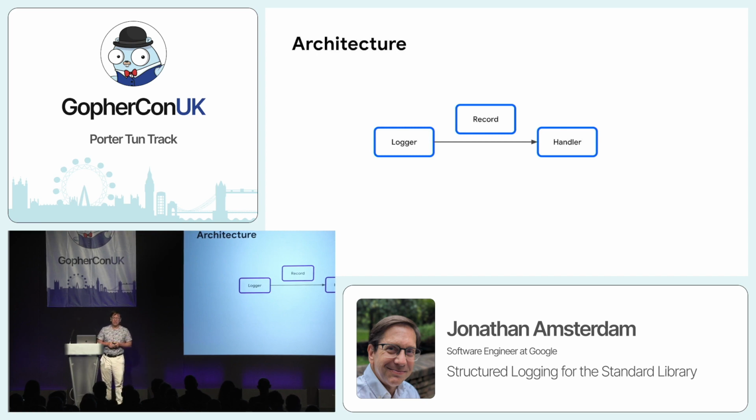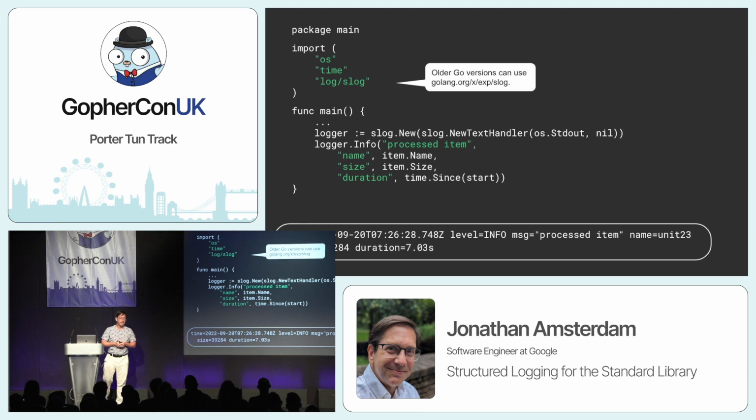So let's look at using the logger. We'll import log/slog, and if you're on an older version of Go, there's a copy of it in the exp repo. And we'll create a new logger with slog.New, and we'll use the text handler for that. That's one of the two built-in handlers that we have. And we'll direct the output to standard out, and then we'll log something at the info level with a message and 3 key value pairs, 3 attributes. And the output is in that key equals value format I showed before. So everything, even the time and level and message, are key value pairs.